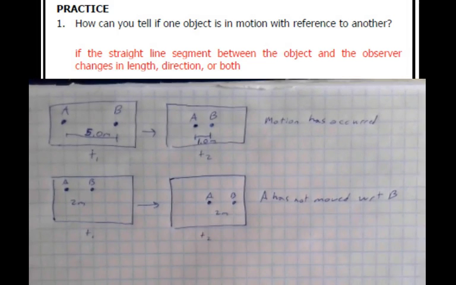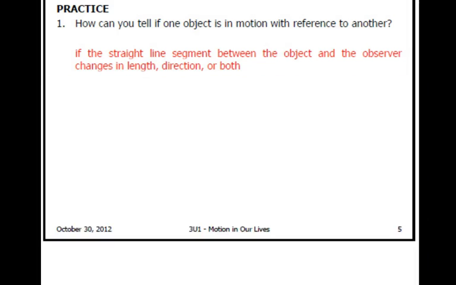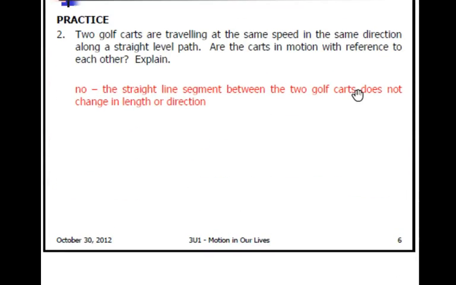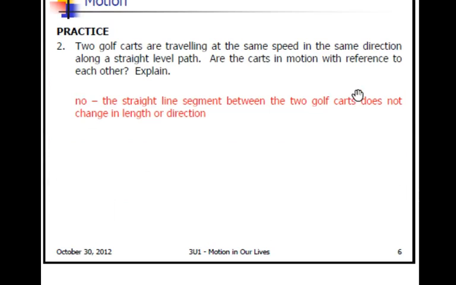There are a few other problems to look at here, so we will use those to understand when motion is occurring and when motion is not occurring. So here we have 2 golf carts that are traveling at the same speed in the same direction along a straight level path. Are the carts in motion with reference to each other? So this is the idea of you sitting in a train as well. You would not be moving with respect to the train, because as the train moves forward, you also move forward.